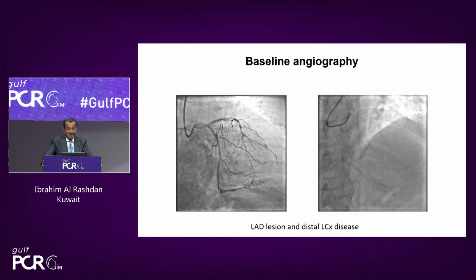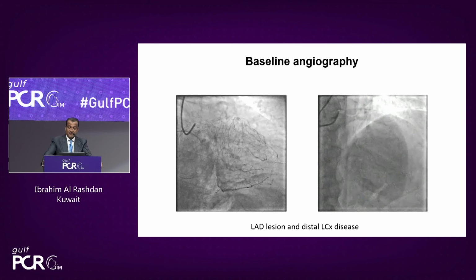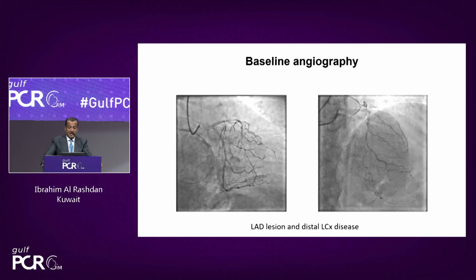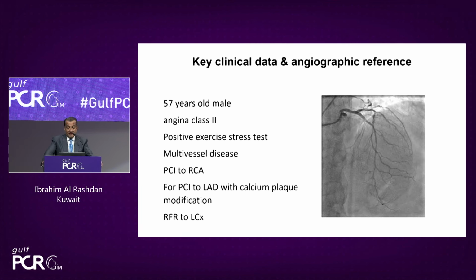And his left coronary system shows significant disease in the left circumflex and severe stenosis in the proximal LAD and diffuse disease distally. The proximal LAD, as you can appreciate, has a very hazy lesion, and the colleagues have performed OCT, which revealed diffuse calcification throughout the LAD and a calcified nodule proximally as indicated by the OCT. And you could see the OCT pullback showing the diffuse calcification throughout the LAD from distal to proximal with proximal calcified nodule.